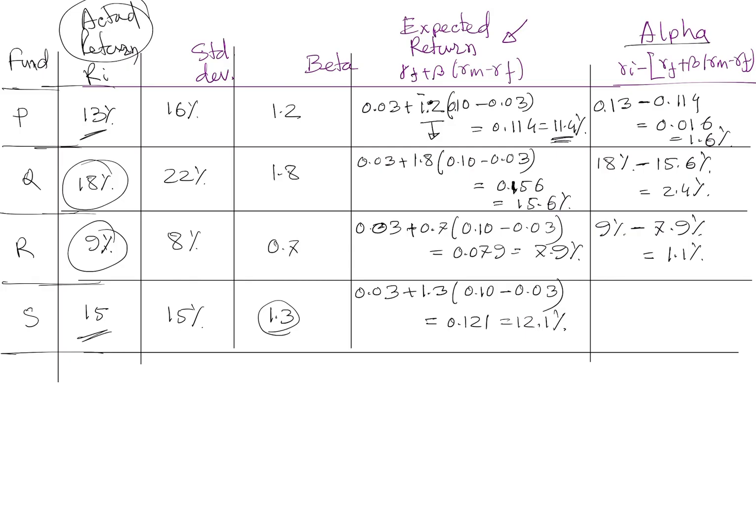And this is 15% minus 12.1%, which will give us a negative 2 point, not negative, sorry, my bad, I'm saying negative 4. So these are in percentage, so this will give us 2.9%. Now we have all of these values. What we need to do is draw the security market line.